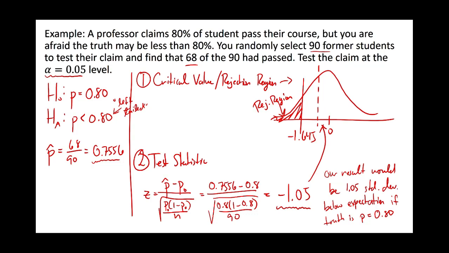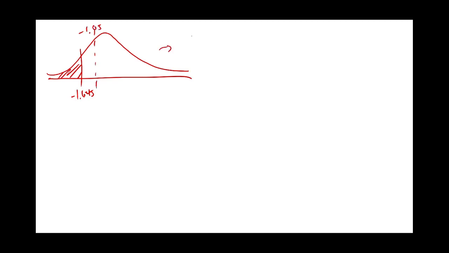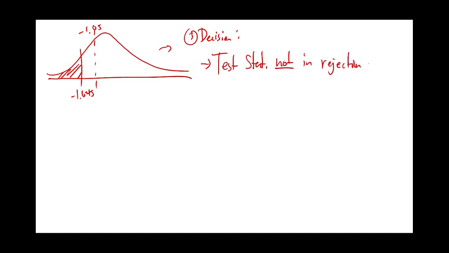Okay. So here's the idea: if you looked at the cutoff, negative 1.645, there's our rejection region. Our test statistic is negative 1.05. So when you make that decision, typically a decision should consist of two parts. The first part is that since the test statistic was not in the rejection region, then what should we do? Well, if it's not in the rejection region, then we shouldn't reject, right?